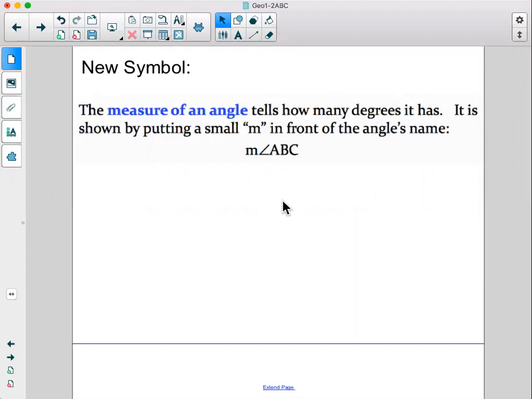You learned how to name an angle in the previous video, and in this video we're going to talk about measuring angles, and the symbol for the measurement of an angle has a little m in front of the angle's name.